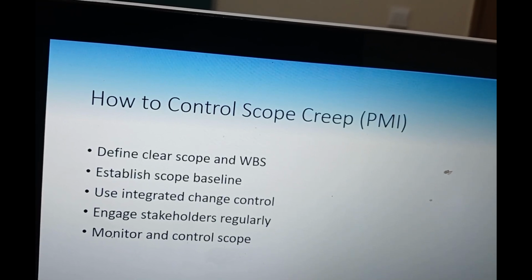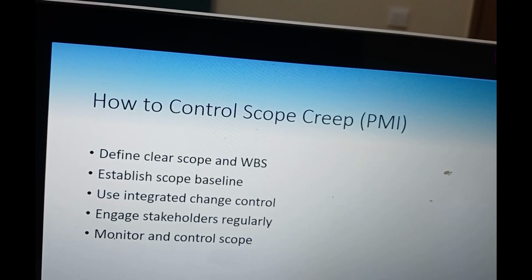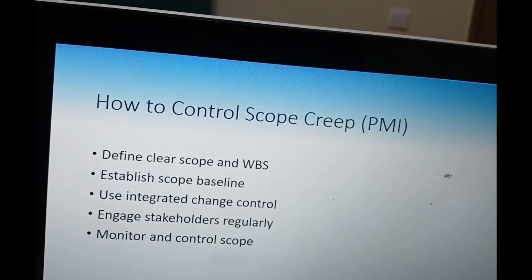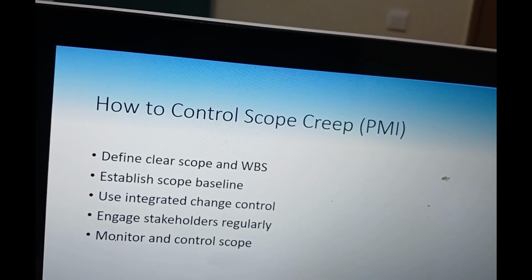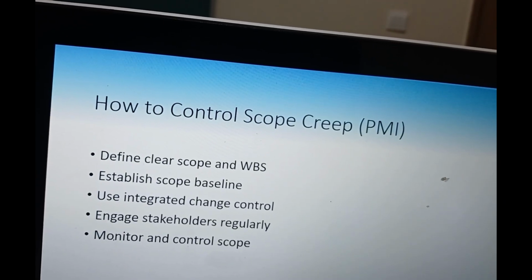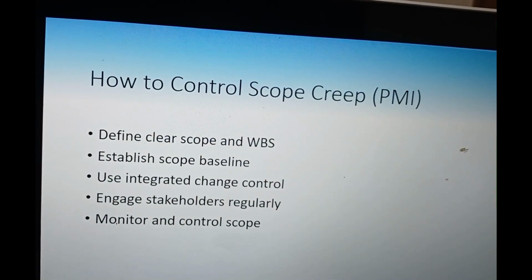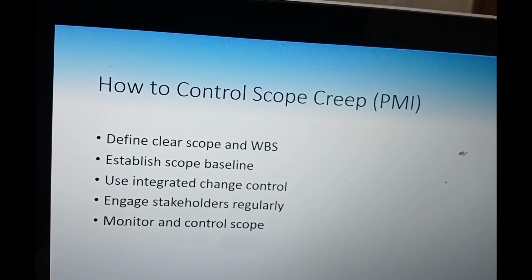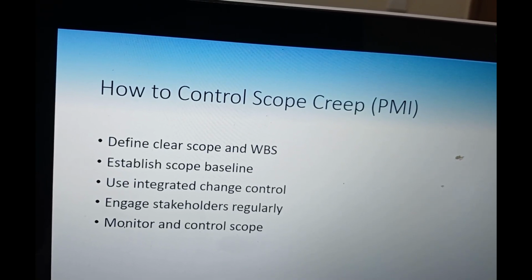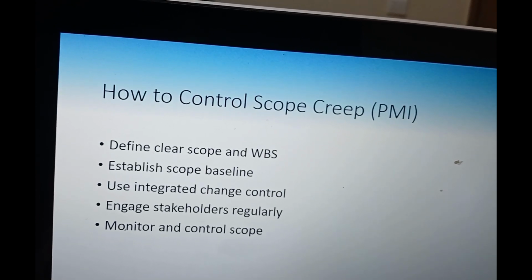If you have established scope baseline, this is where, as a team, you agreed that this is what a project can do. This is what is included in the project and it has been approved. So that's what we call a scope baseline. If also we use the integrated change control, and if we engage stakeholders regularly and monitor and control the scope, then we can be in a position to ensure that the scope creep does not happen.